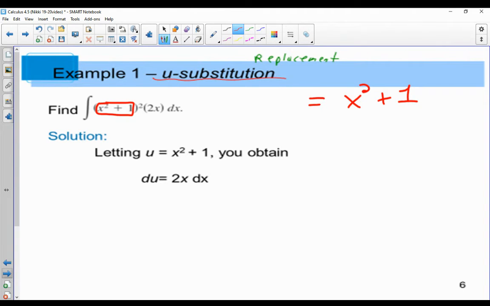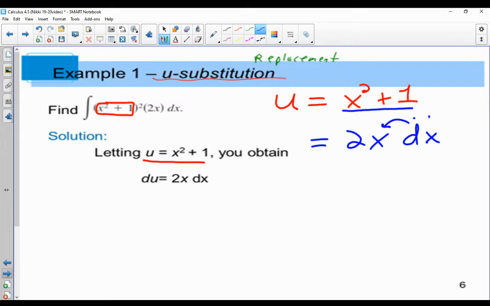And what I want you to do is take that and label it as u, just like the textbook has done. And now what's going to happen is I want you to derive both sides. Let's first derive this side, x squared plus 1. You derive that, it's going to give you 2x. And while you're at it, go ahead and put a label there, dx. Basically the acronym of saying, hey, this is the derivative of x on this side.